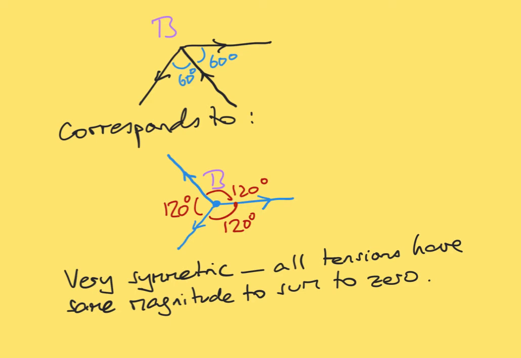So this is like a Mercedes star. And the only way that we can say that the sum of these three forces in all possible directions vanishes is if they're all the same. So this symmetry explains to us why the magnitudes of these three tensions are exactly the same.